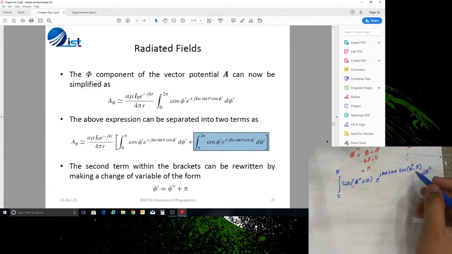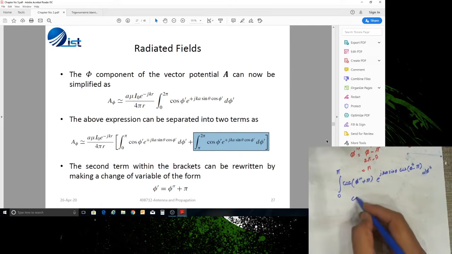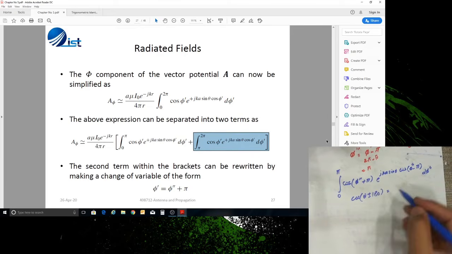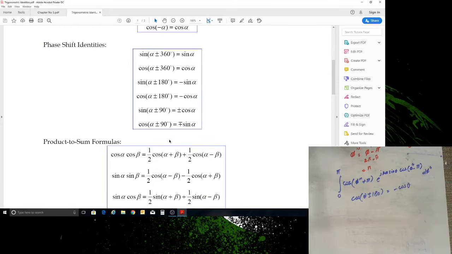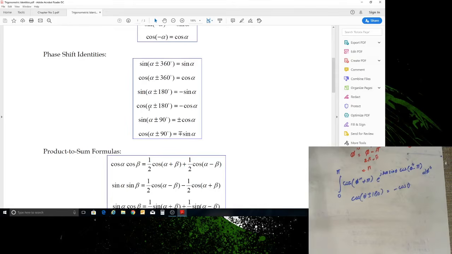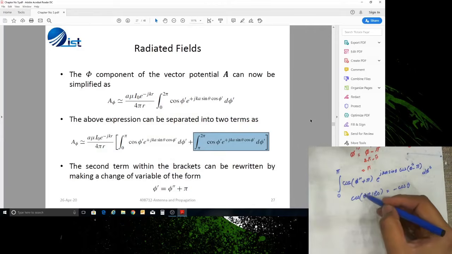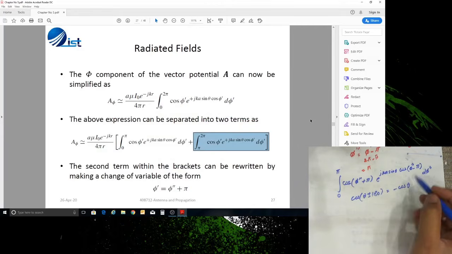If we apply the trigonometric identities, we can see that cos of theta plus minus 180 is the same as minus cos of theta. And we can also see this in the trigonometric table. Here you can see cos of alpha plus minus 180 degrees is equal to minus cos of alpha. So we are applying this trigonometric identity in this case. Cos of theta plus minus 180 is equal to minus cos of theta.